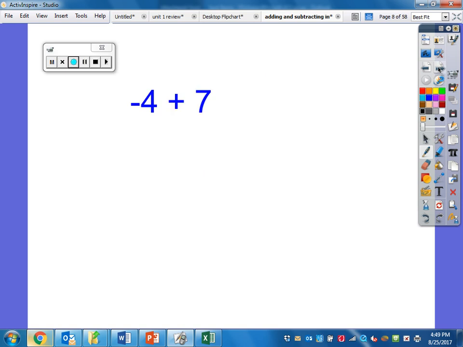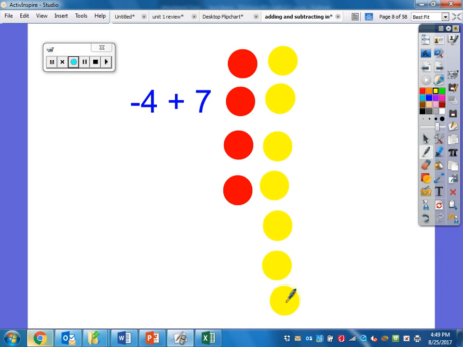Let's try another one. So here we have negative 4 plus 7. So again, I'm going to use my model. I'm going to have 4 red chips, 1, 2, 3, 4, and I'm going to have 7 yellow chips, 1, 2, 3, 4, 5, 6, 7.